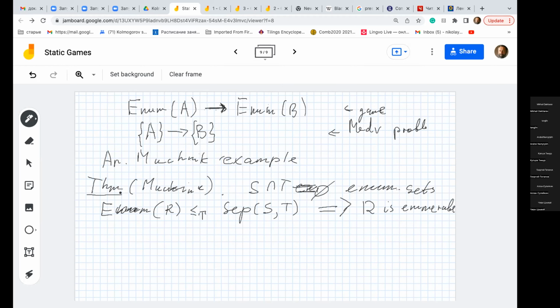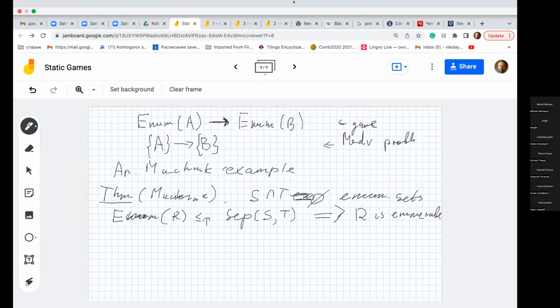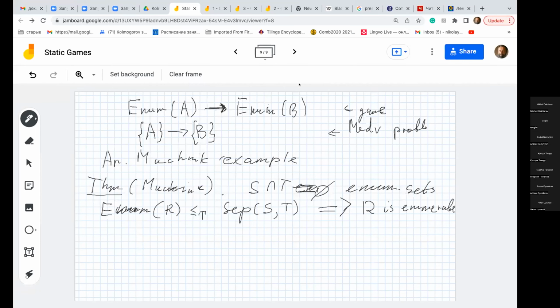And then you don't need the oracle. The theorem says that then we can enumerate R without any oracle. This is the conclusion. The assumption is that we have some S and T, and an oracle is just a set which separates S and T. So there are many oracles, and our machine can use any of them to enumerate R. And then you need to show that you can enumerate R without any oracle.